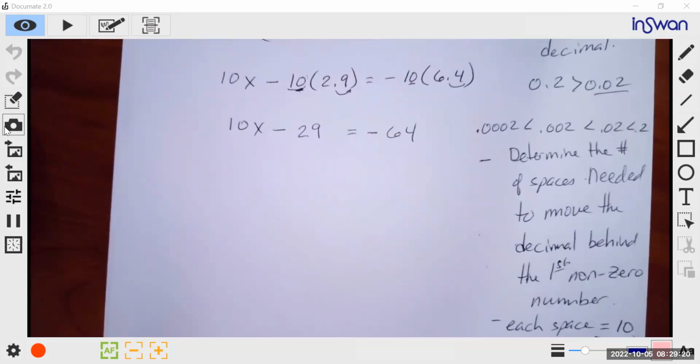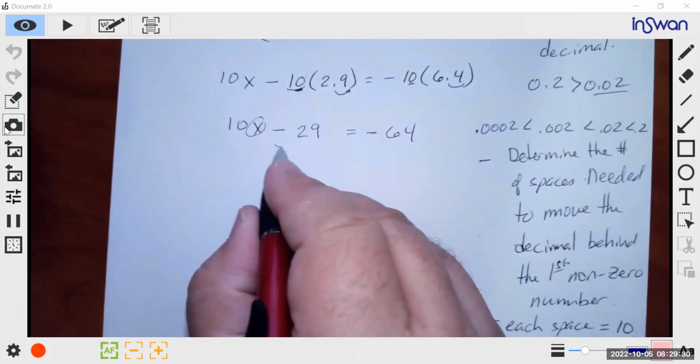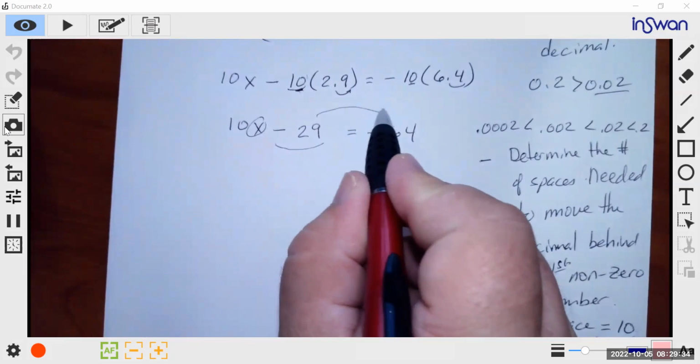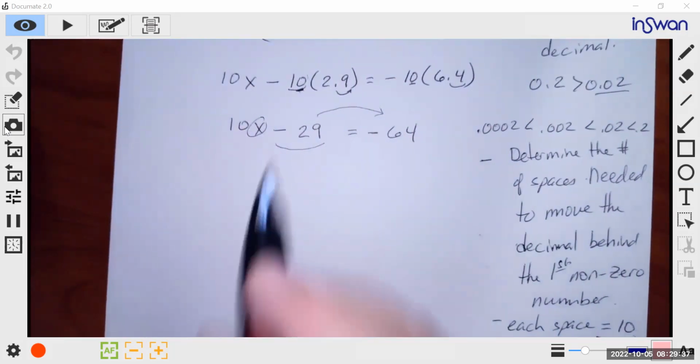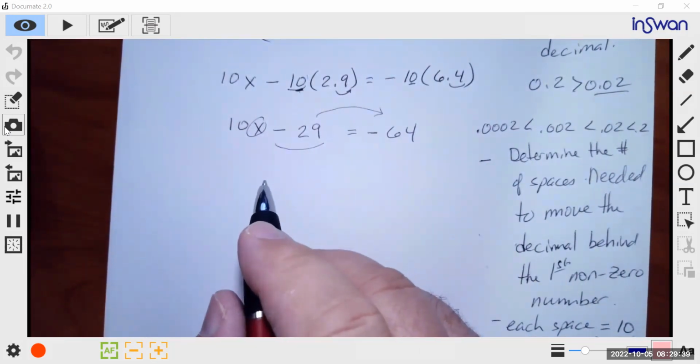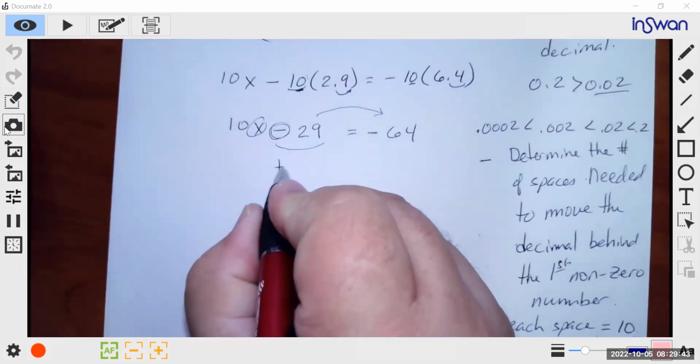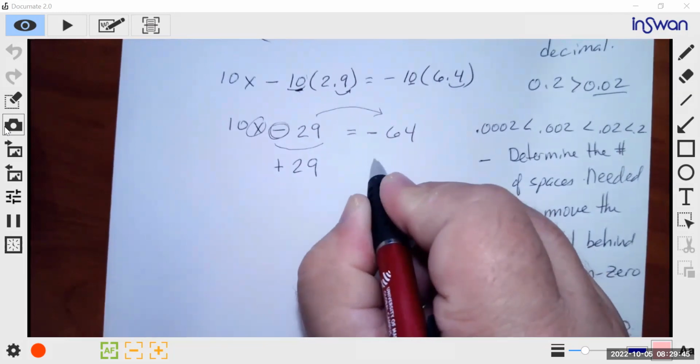Are all the x's on one side? Yeah, all the x's are right here. So we have to get rid of what number? The negative 29. Since all the x's are here, all the non-x's have to go to the other side. How do you get rid of negative 29? You do the opposite. Add 29 to both sides.